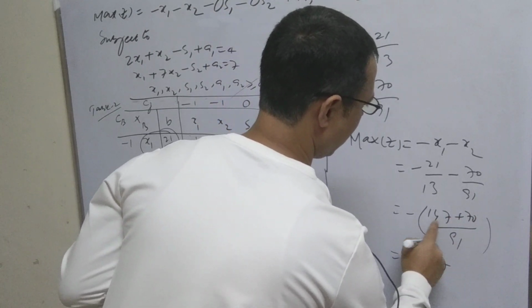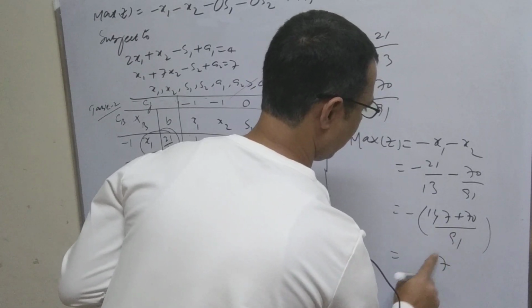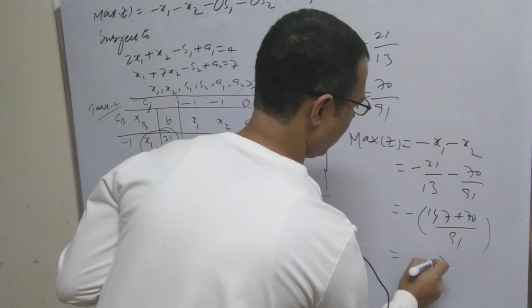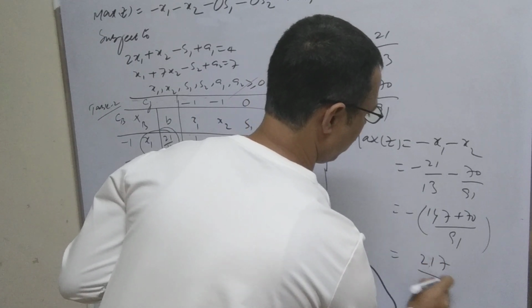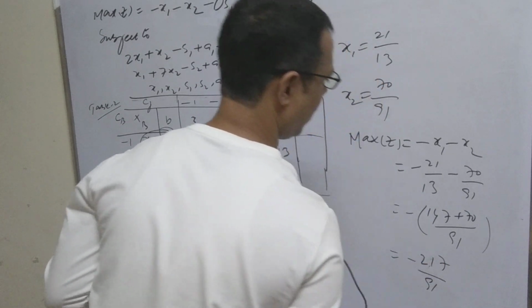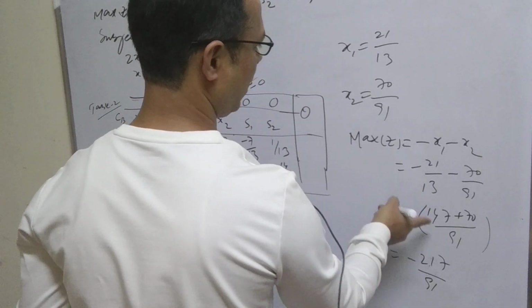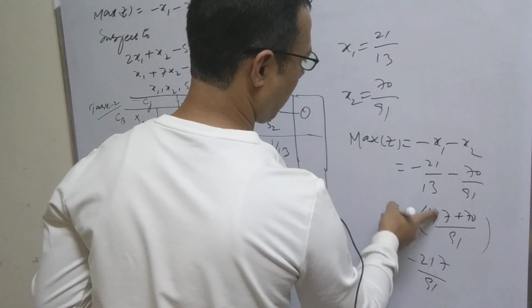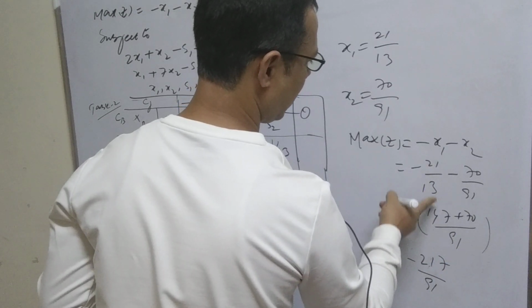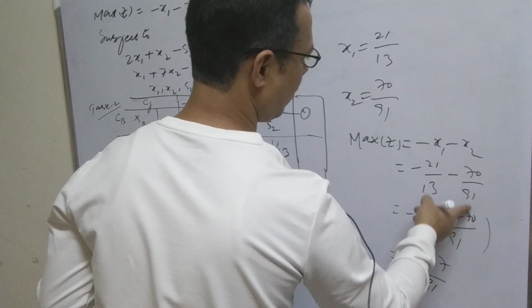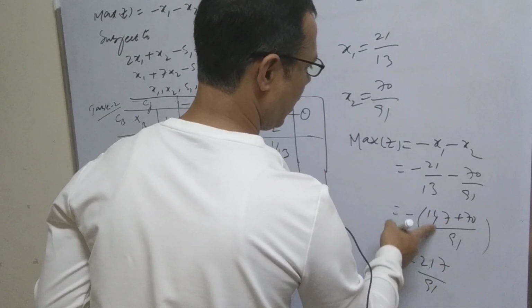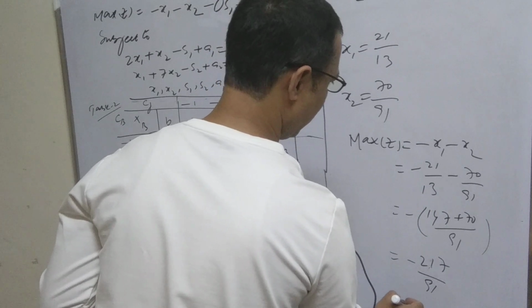Here 7 into 21 is 147, plus 70. So the result is minus 217 by 91. It's just a mathematical calculation here.